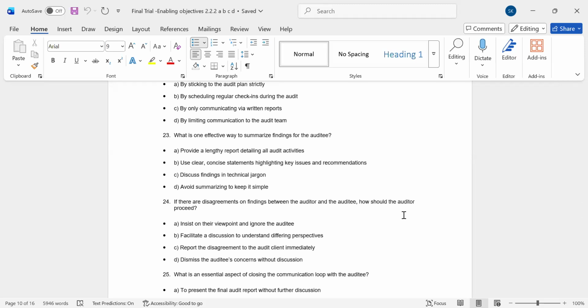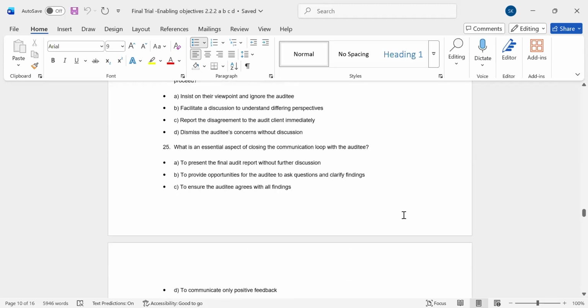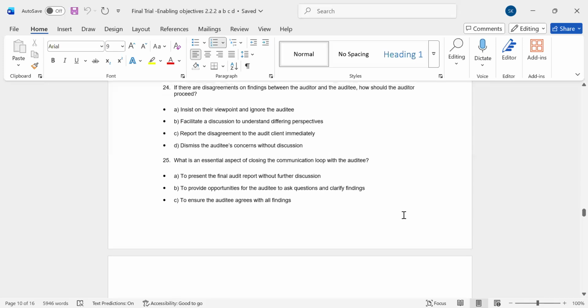Question number 24. If there are disagreements on findings between the auditor and the auditee, how should the auditor proceed? A, insist on their viewpoint and ignore the auditee. B, facilitate a discussion to understand differing perspectives. C, report the disagreement to the audit client immediately. D, dismiss the auditee's concern without discussion. B, sir. B is the right answer.